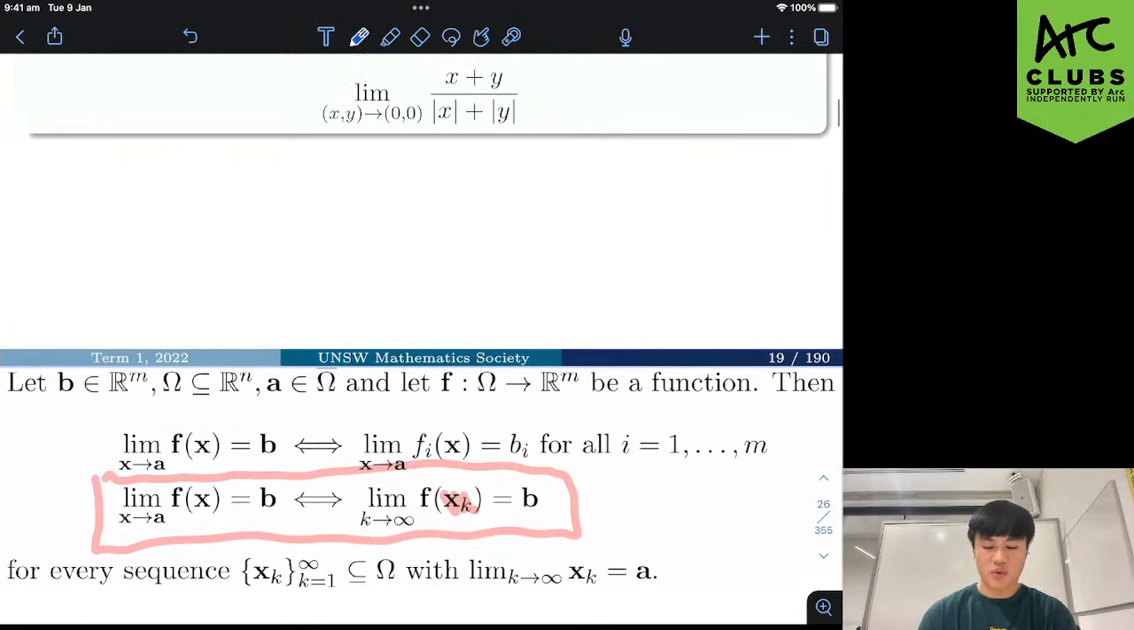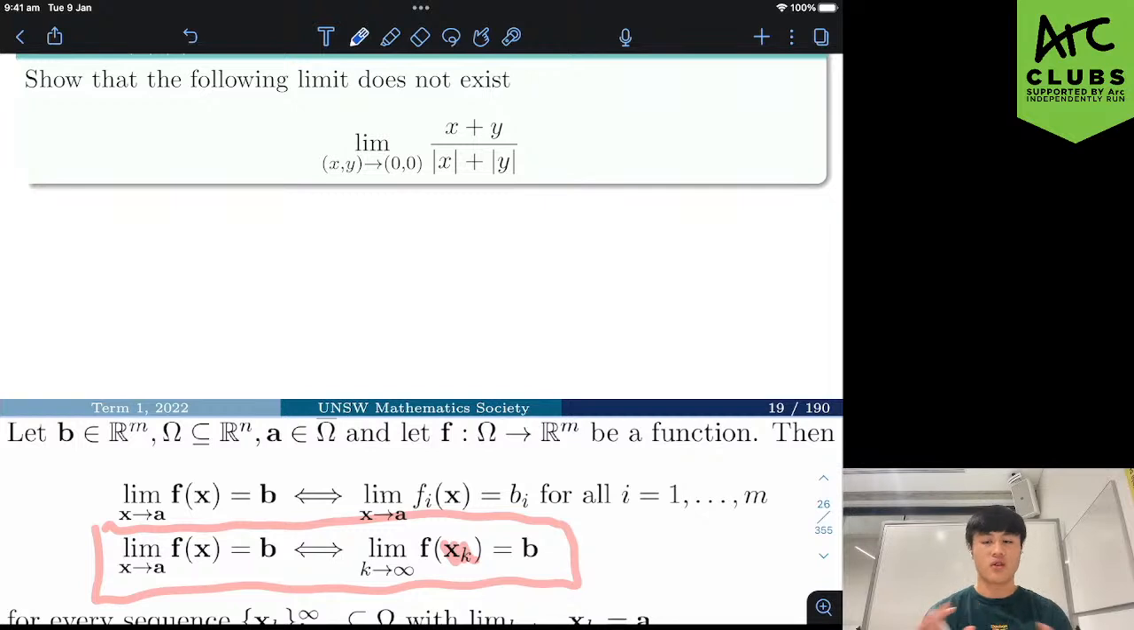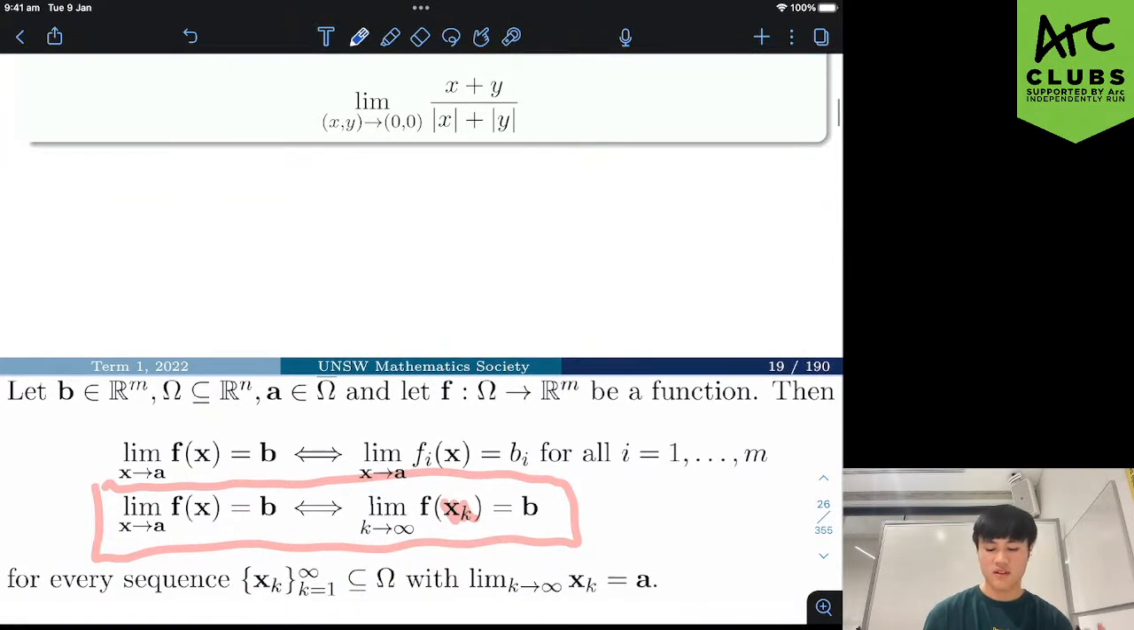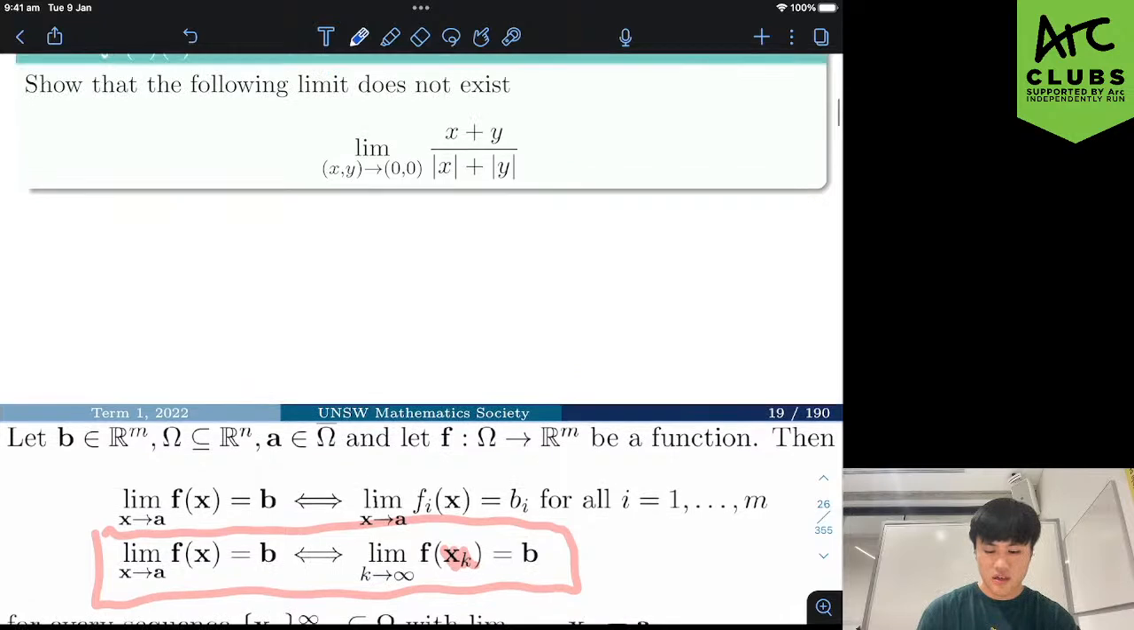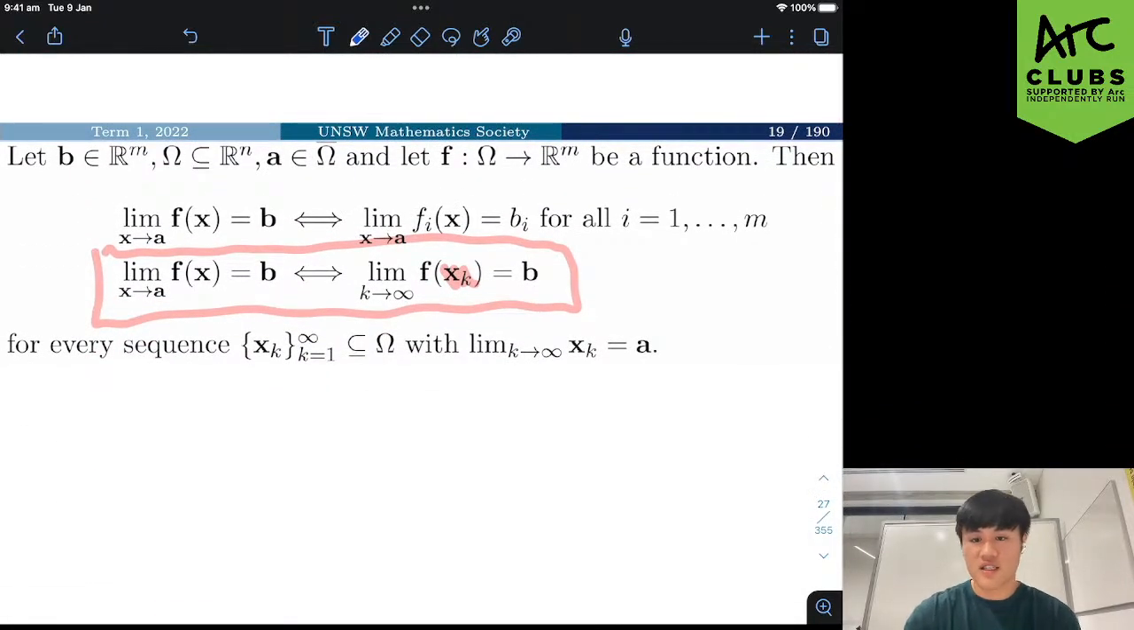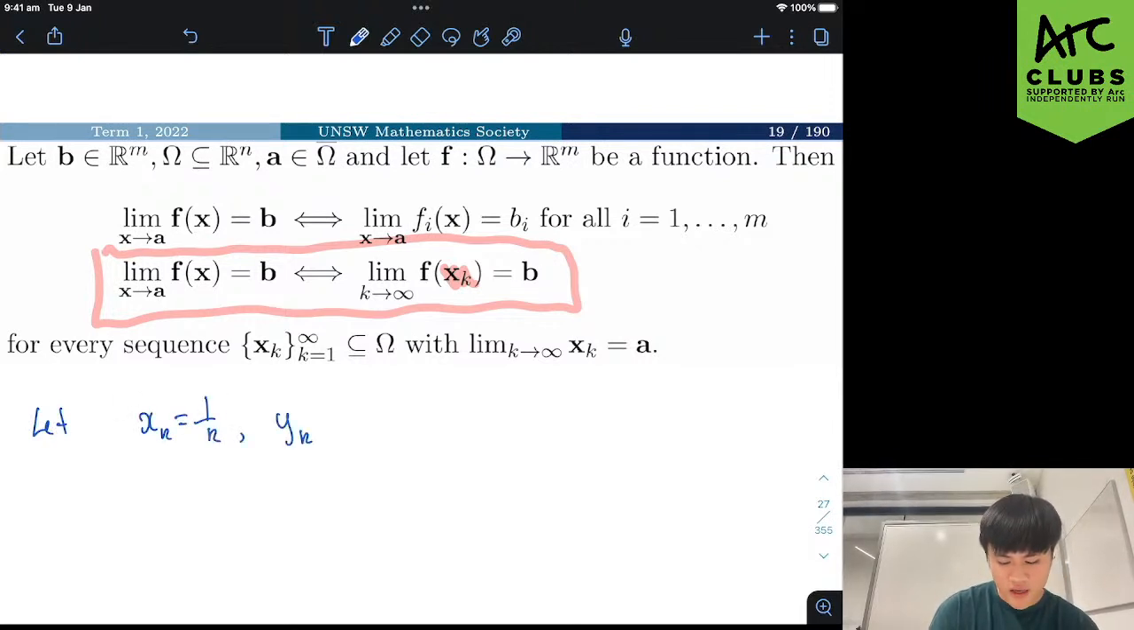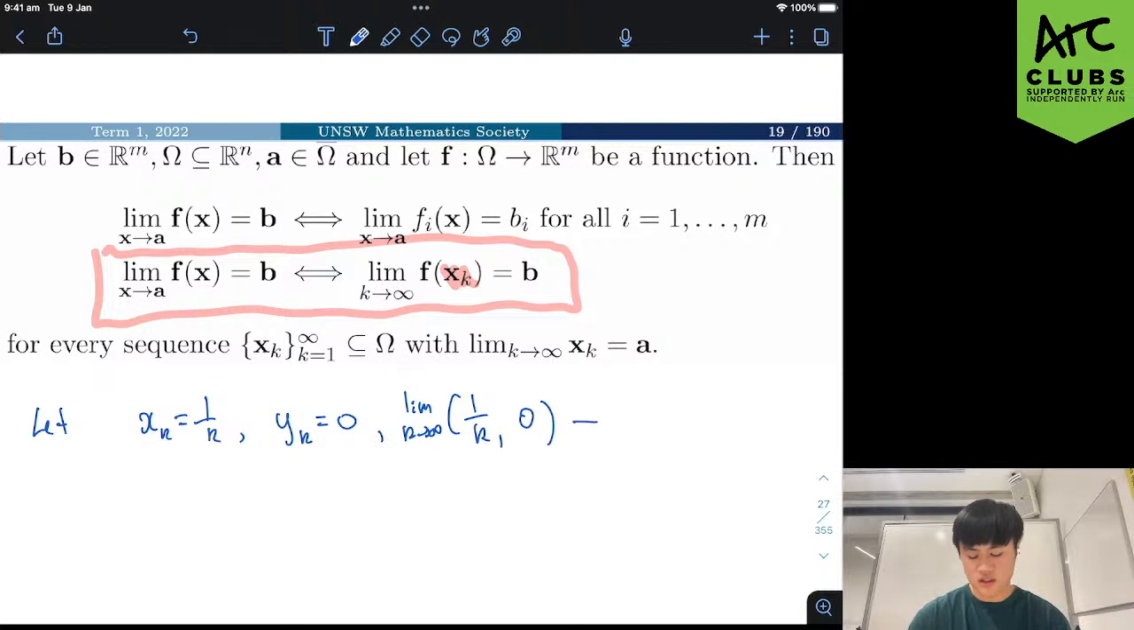So our strategy here is we want to show that the limit does not exist. We can find two sequences which both lead to (0, 0), and f of the sequence doesn't equal the same thing. Then we can say the limit doesn't exist for this particular function. How we're going to do this is, let's define a sequence first. Let x of k equal 1 over k, and y of k equal 0. When you limit k to infinity, clearly this becomes (0, 0). So we have a sequence which limits to (0, 0).